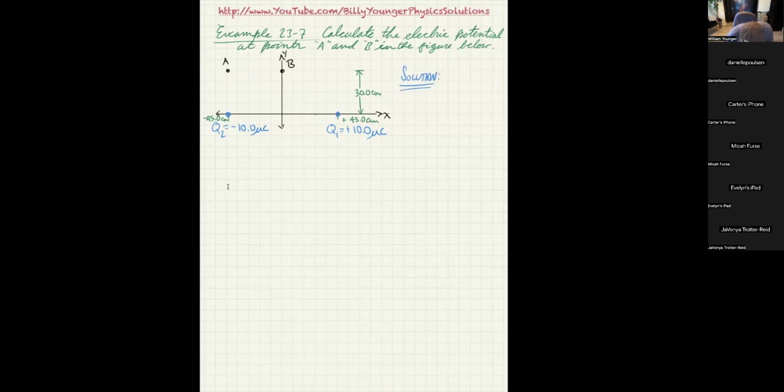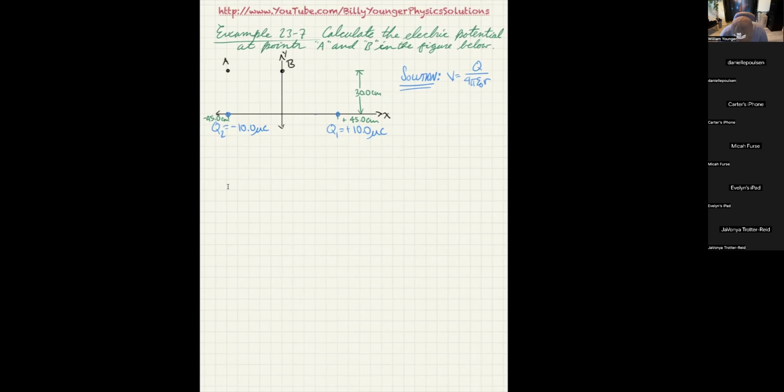So the solution is going to require that we know the formula for the electric potential established by a point charge. That electric potential formula is V equals Q over 4 pi epsilon naught R. That is a scalar quantity, so that makes a really big difference.